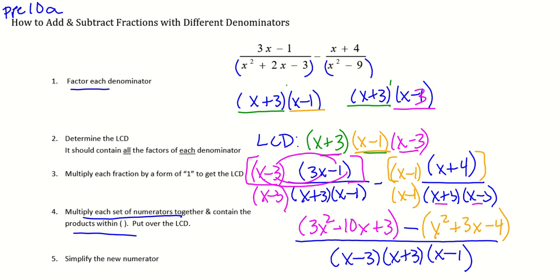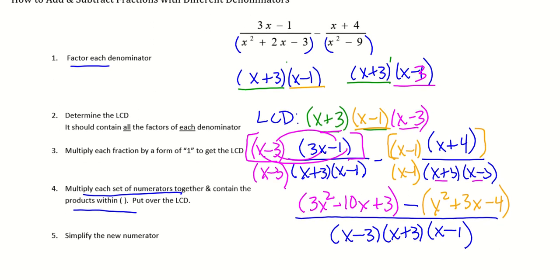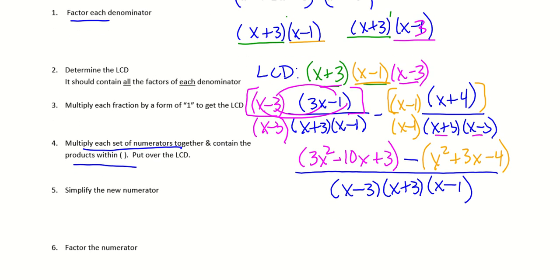All right, now we're going to simplify that numerator. So I'm going to distribute my subtraction, so that changes this to plus, this goes to minus, this goes to minus, this goes to plus. I'm going to combine my like terms, and I get 3x squared minus x squared is 2x squared. I have my negative 10x minus 3x is negative 13x, and then I have a plus 3 and a plus 4 is plus 7.